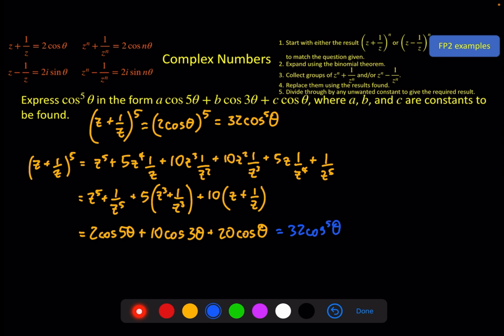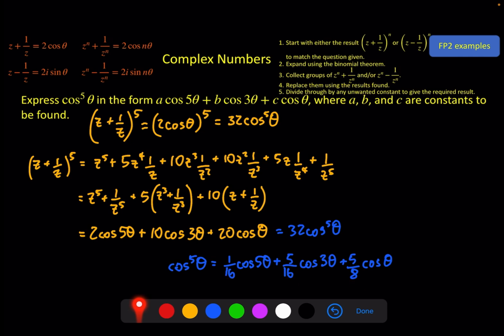Now I'm on to my last step, just divide everything through by 32 to give me cosine power 5 theta is equal to 1 over 16 cos 5 theta plus 5 over 16 cosine of 3 theta plus 5 over 8 cosine theta, where a, b, and c are 1/16, 5/16, and 5/8 respectively.